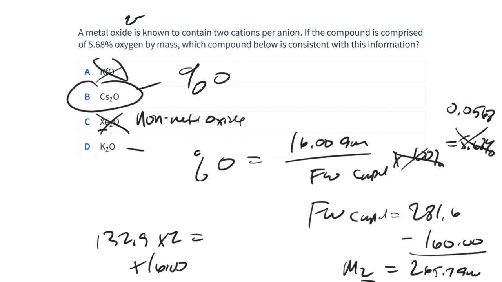So if we double check our formula weight, 132.9 times 2 plus 16 is 281.8. Percent oxygen, 16 divided by that number, is 5.68%. So it's the cesium oxide.